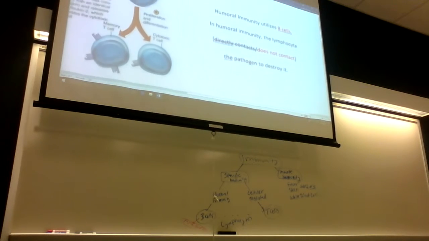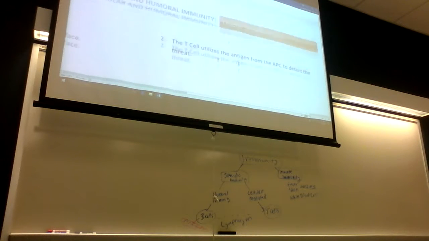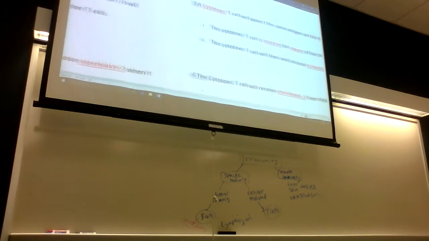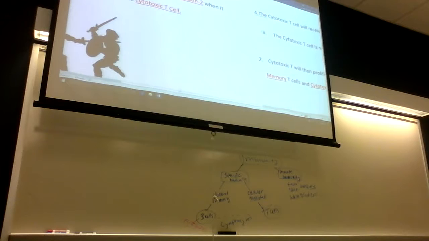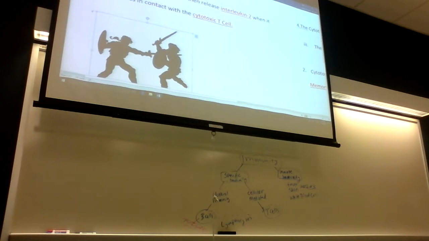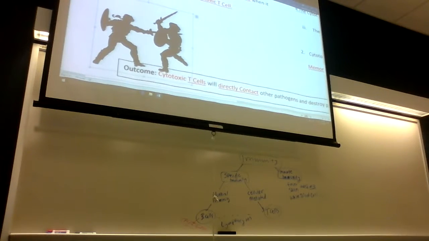So yeah, B cells do not contact. This first worksheet is kind of a little confusing, but we'll get through it. So this first part, these two people, this one right here who's getting stabbed is the pathogen. This is the threat. This guy who's lunging forward and stabbing him is the cytotoxic T cell.